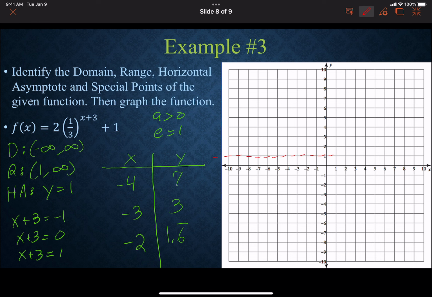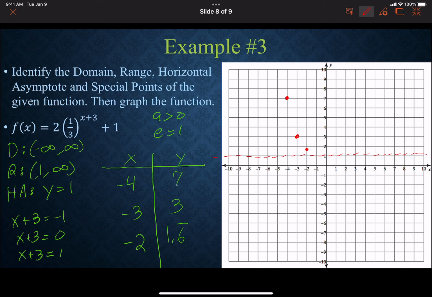So we're going to do our dotted horizontal line at the E value, which is 1. Negative 4, 7. And then we have negative 3, 3. And negative 2, 1.6 repeating. You can see now it's the opposite.